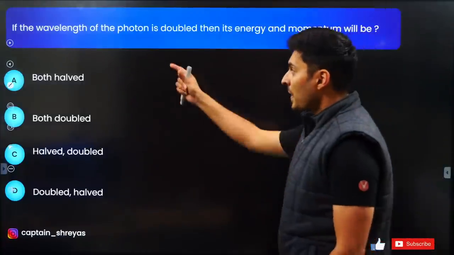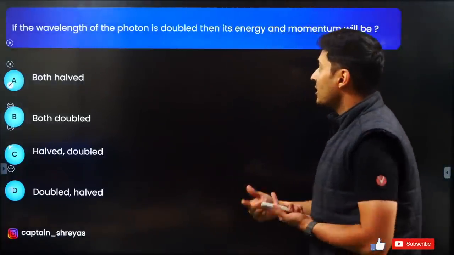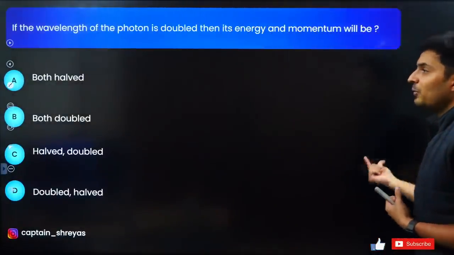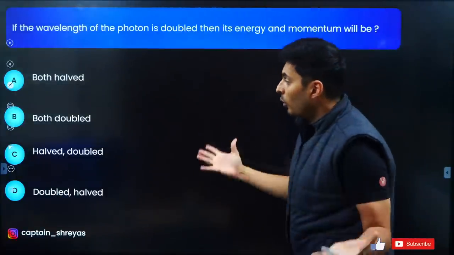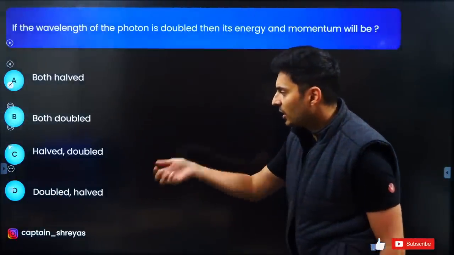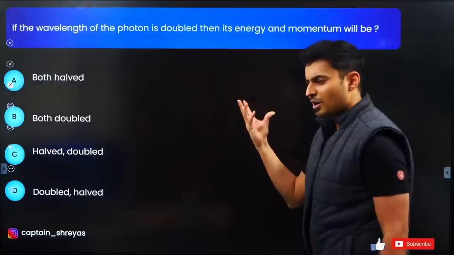Very good, Gokul. If the wavelength of a photon is doubled, then the energy and the momentum will be both halved. This is halved, that is doubled. Come on, figure this out.